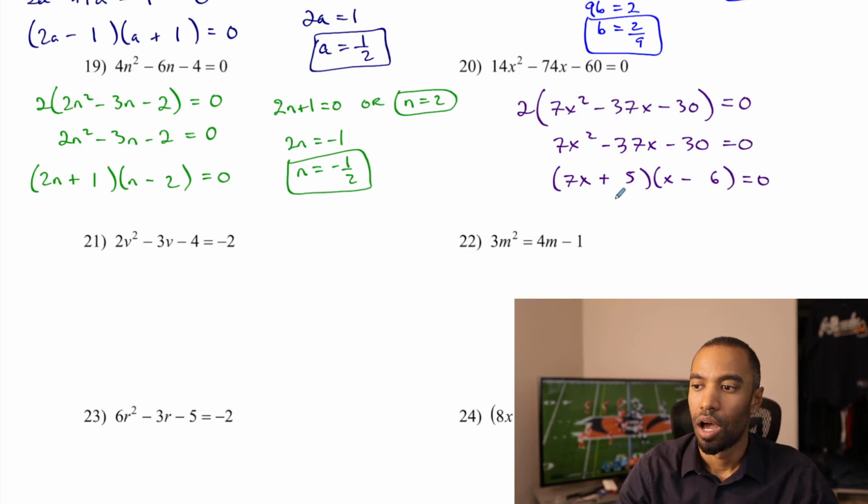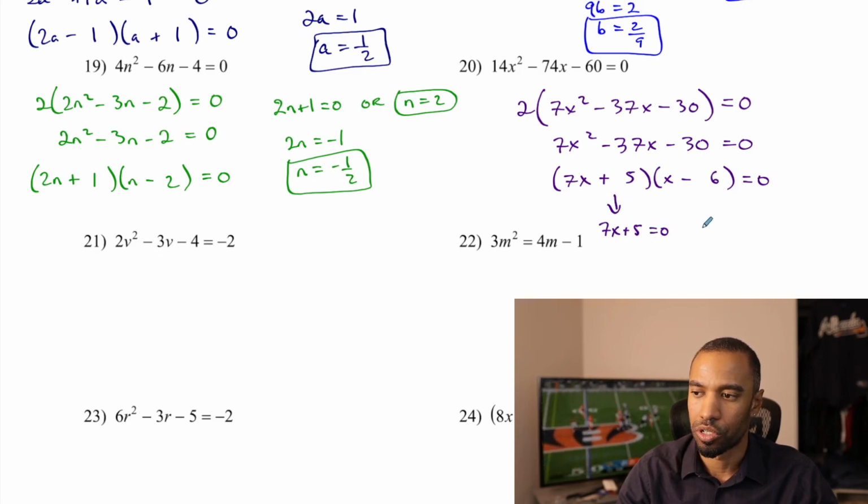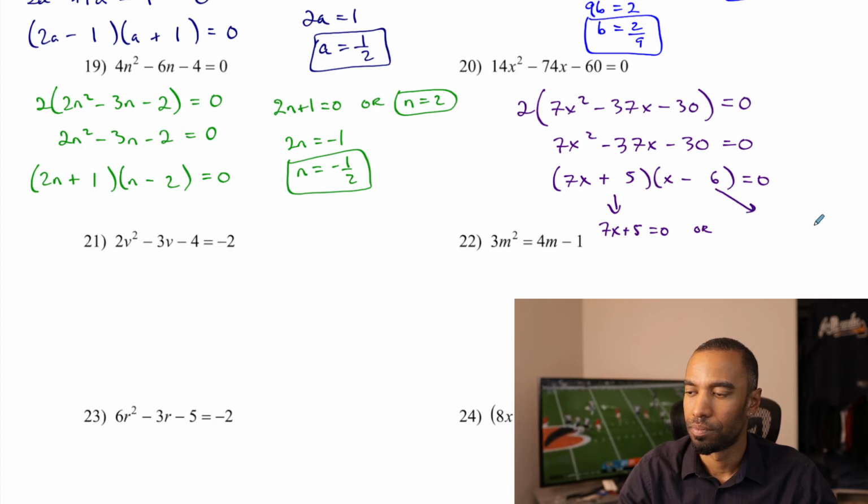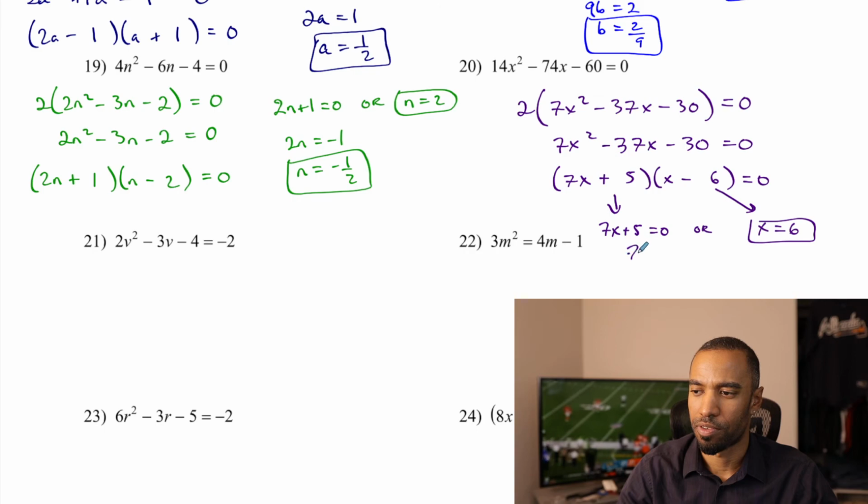Sorry. All right, so either 7x plus 5 equals 0, or if x minus 6 equals 0, then x equals 6. If 7x plus 5 equals 0, then 7x equals negative 5, and x equals negative 5 sevenths.